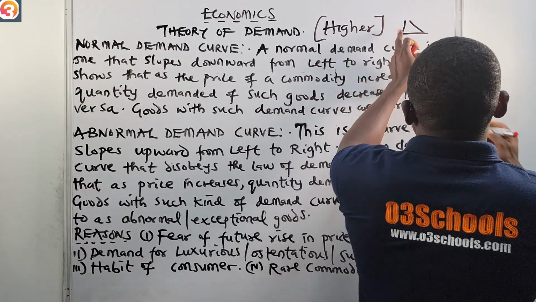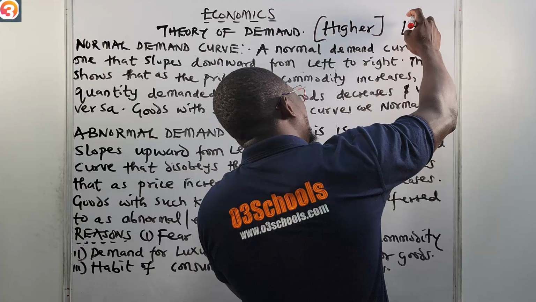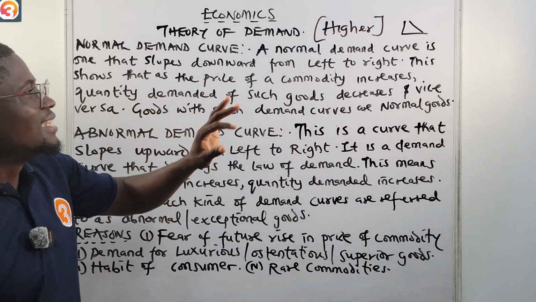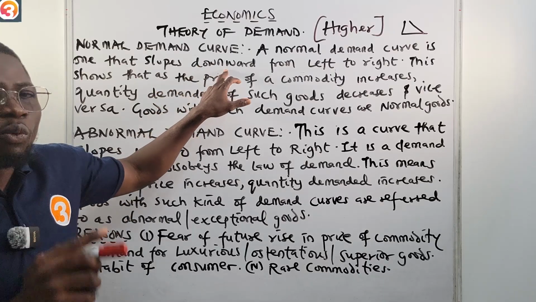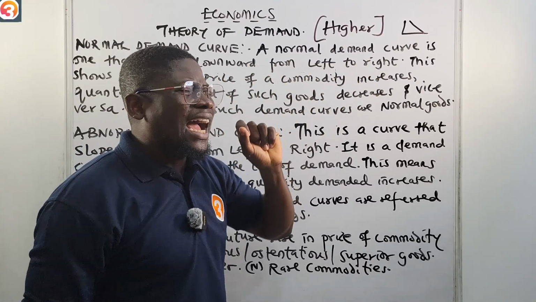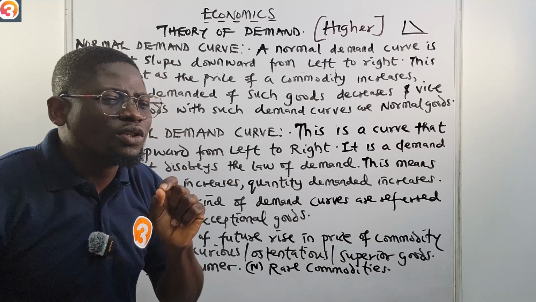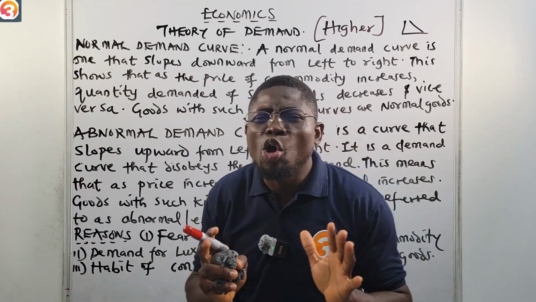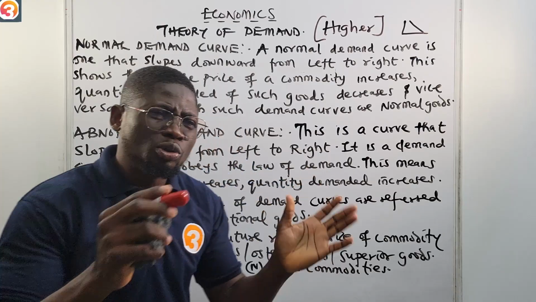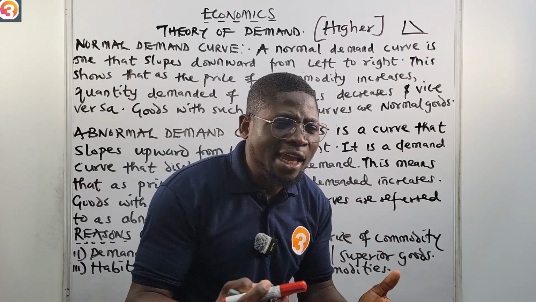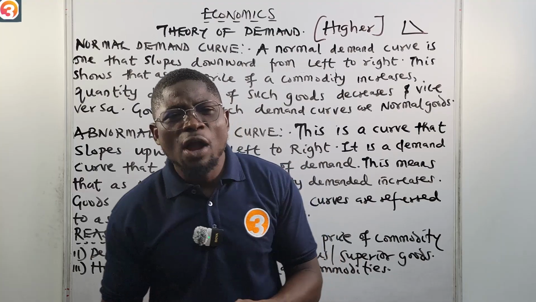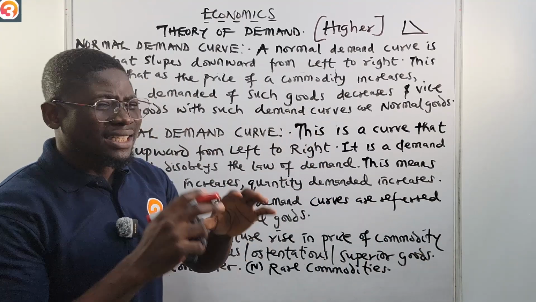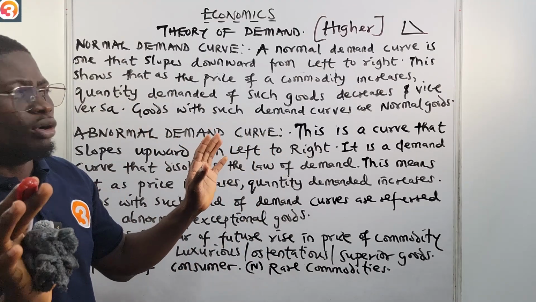This is your left, this is your right. So it slopes from left to right. That is a normal demand curve. A normal demand curve is a demand curve that slopes downwards from left to right. And this normal demand curve is one that obeys the law of demand. It simply shows you that when price is high, quantity demanded is low, and when price is low, quantity demanded is high. So that is what the normal demand curve shows you.